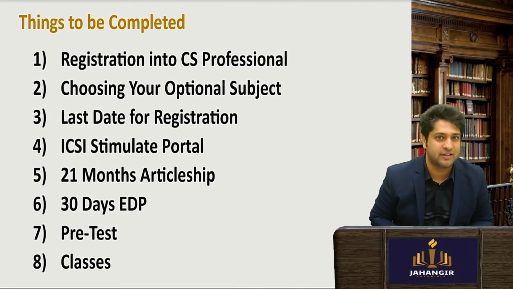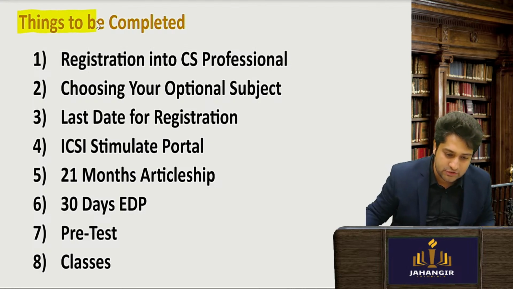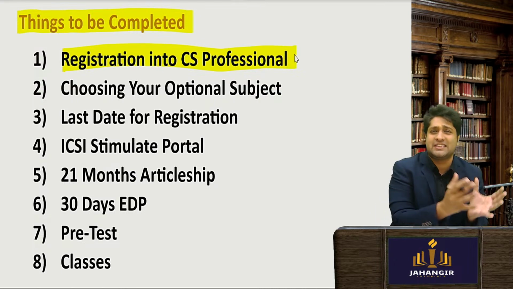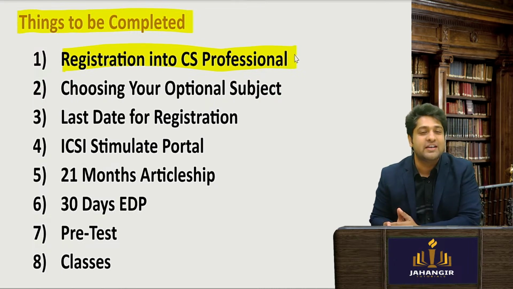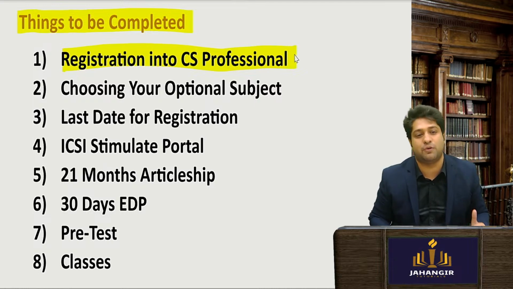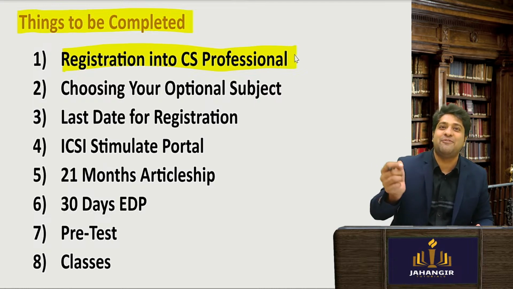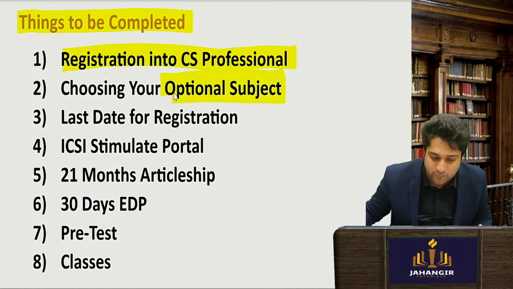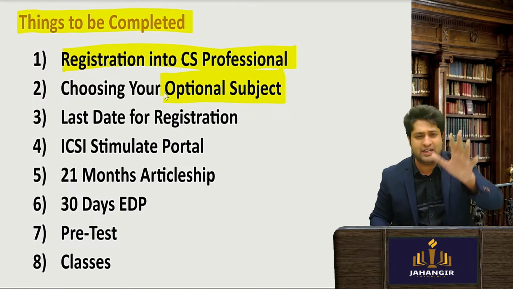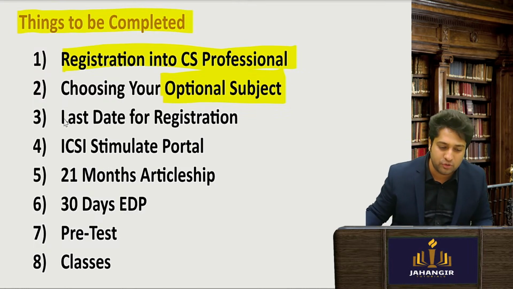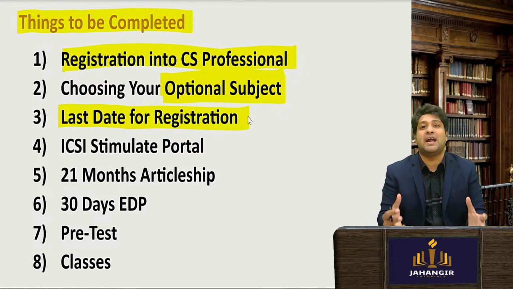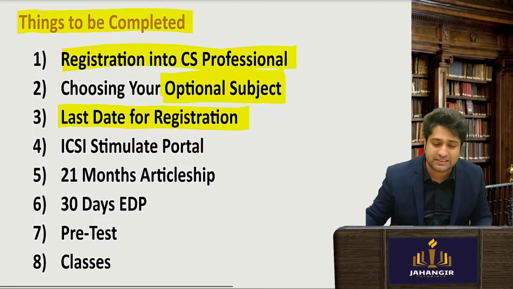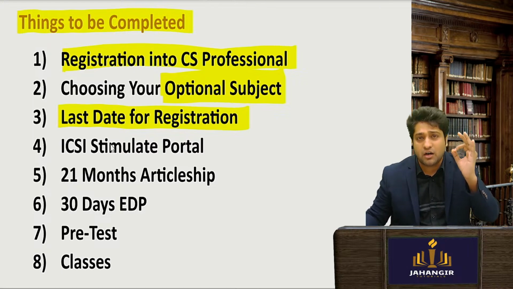I have put it all in chronological order. The first thing you need to complete is to get yourself registered into CS Professional. You are still a CS Executive cleared student, so registration into CS Professional is very important. When you register, you will have to choose an optional subject as well. I will be guiding you through every single thing. You need to know by what time you need to make up your mind, because there is a last date as well.